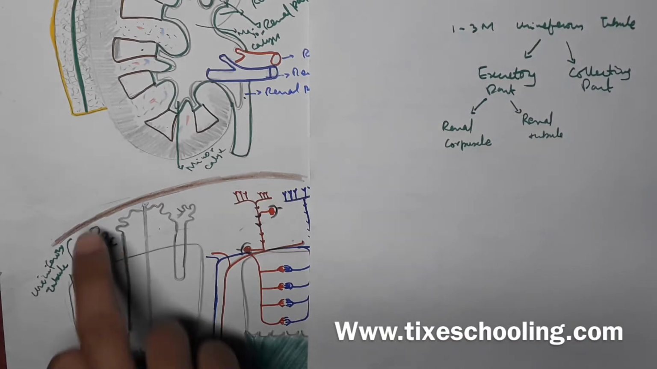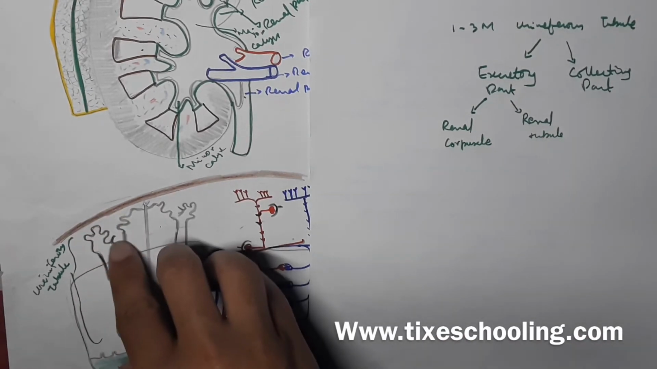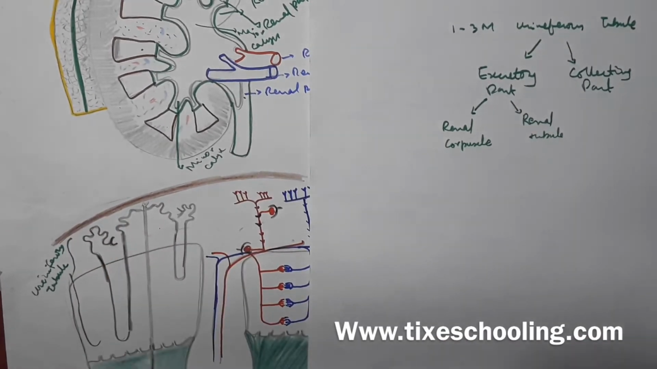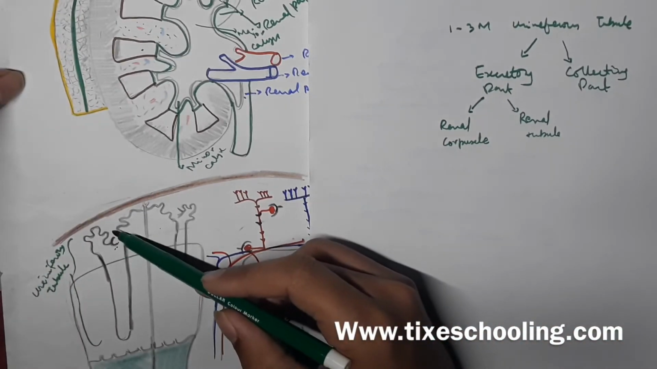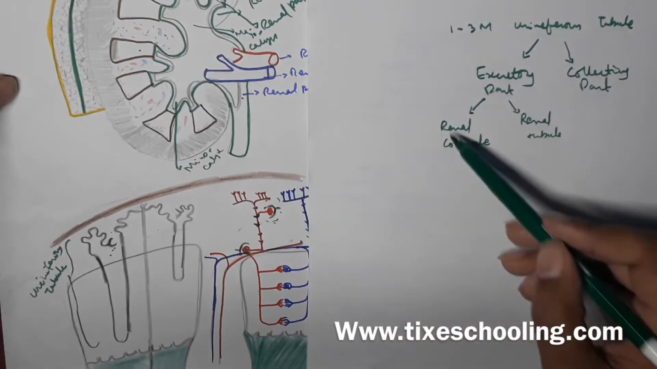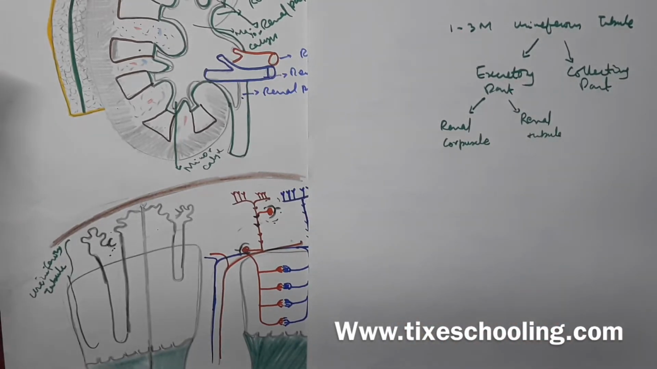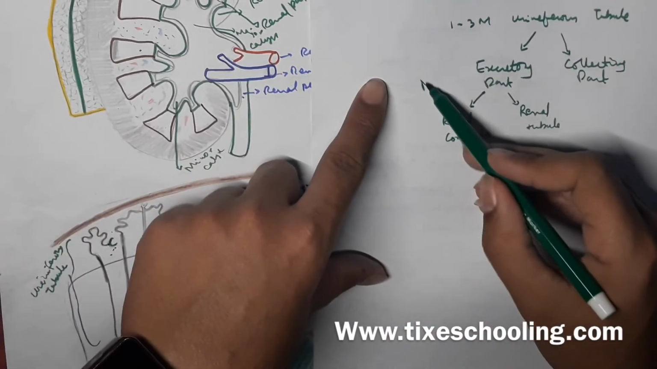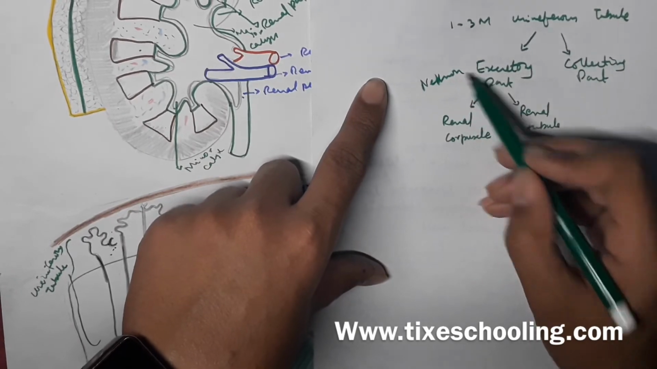We have this portion. Look at this portion, this portion or this portion. Both are similar. This portion is the renal corpuscle, and this excretory part is also called the nephron.